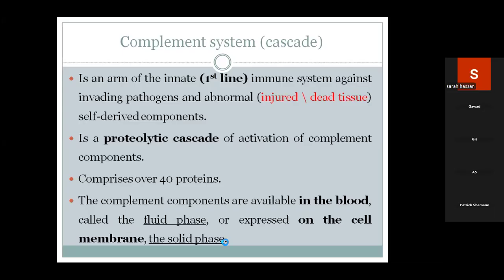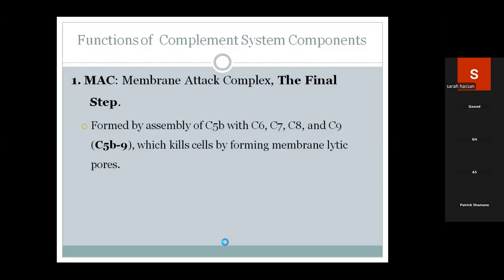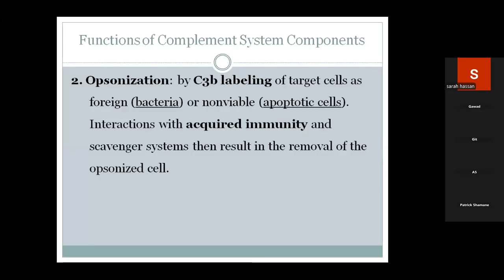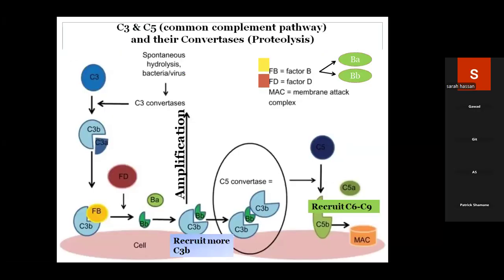Okay, the second function is opsonization, which is made by C3b labeling of the target cells, foreign bacteria or self but non-viable cells, and interacts with the acquired immunity and causes removal of these opsonized cells. Okay, so let's revise the common complement pathway components, which are C3, which has its antibody in immunohistochemistry, and C5 complement and their convertases.